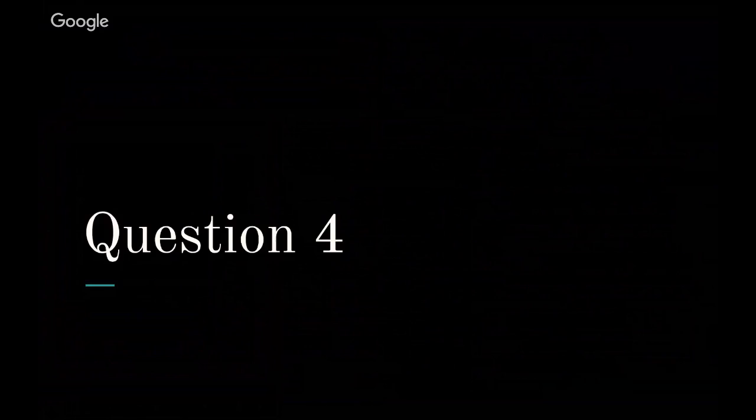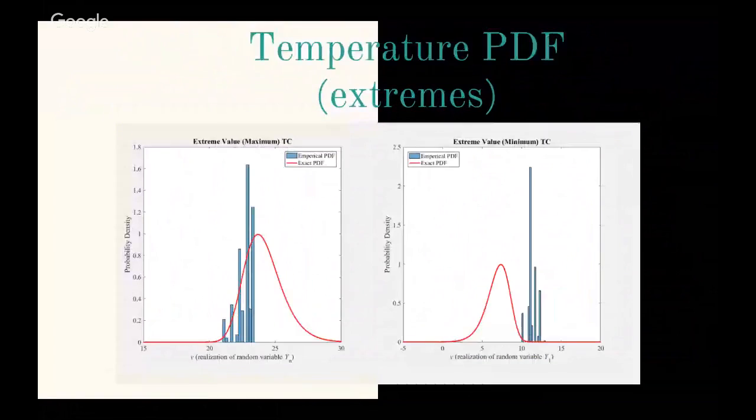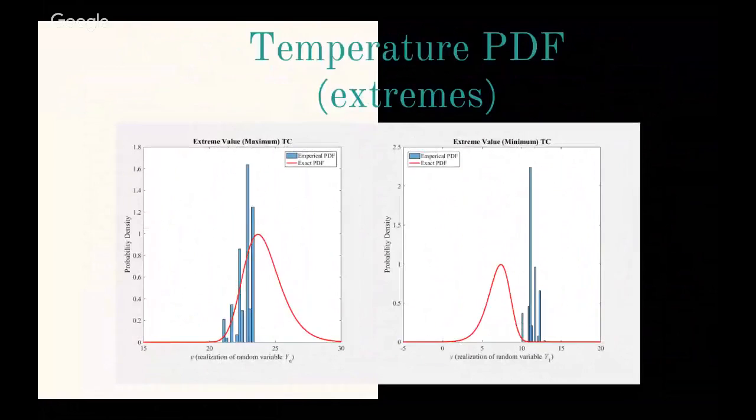Now going to question 4. Here we had to find the extreme values for station 0, the northern station, and the temperatures and the salinity.